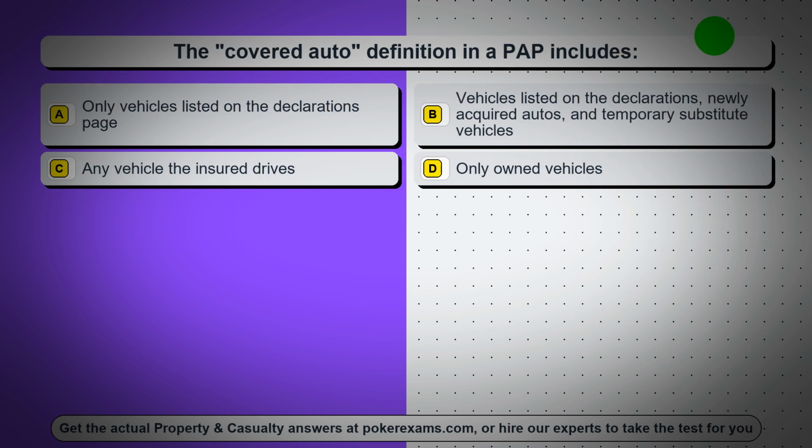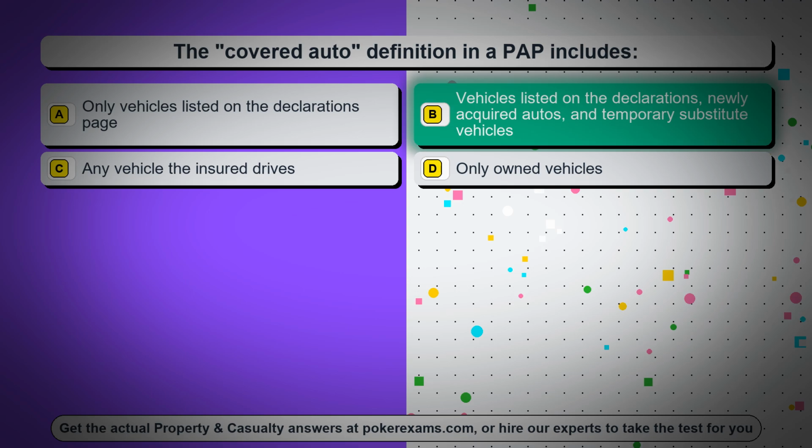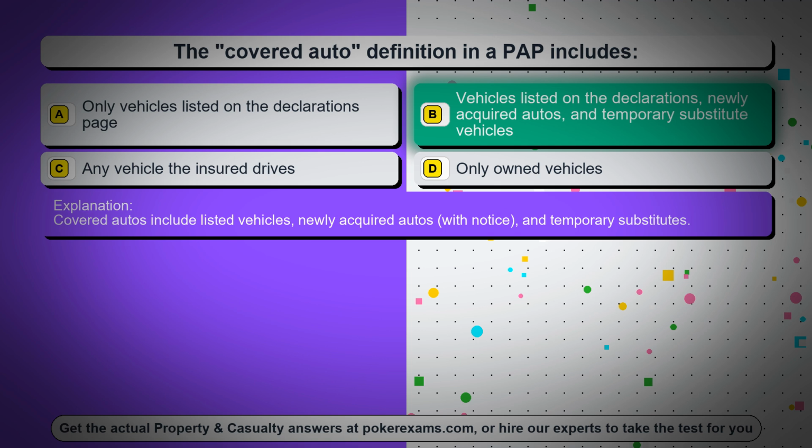Question 54. The covered auto definition in a PAP includes option A, only vehicles listed on the declarations page. Option B, vehicles listed on the declarations, newly acquired autos, and temporary substitute vehicles. Option C, any vehicle the insured drives. Option D, only owned vehicles. The correct answer is option B, vehicles listed on the declarations, newly acquired autos, and temporary substitute vehicles. Covered autos include listed vehicles, newly acquired autos, with notice, and temporary substitutes.